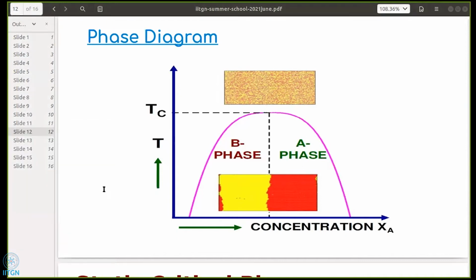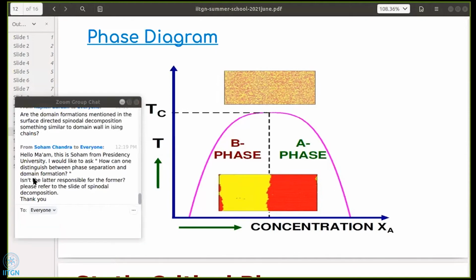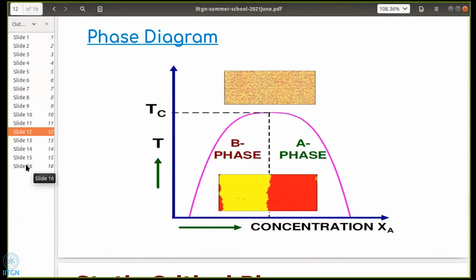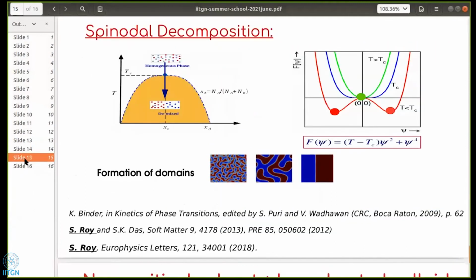Okay, there is a question. Please refer to the slide of spinodal decomposition for phase separation and domain formation. All right, very good. So that's actually the slide which I was planning to come back to later, trying to explain to you why you have this kind of spinodal decomposition forming. But since we have the question, maybe I'll take up that question first, and I will just explain to you why the spinodal decomposition happens.